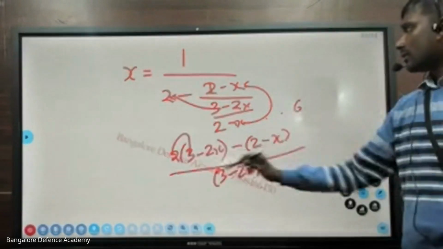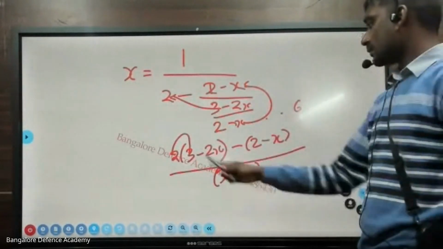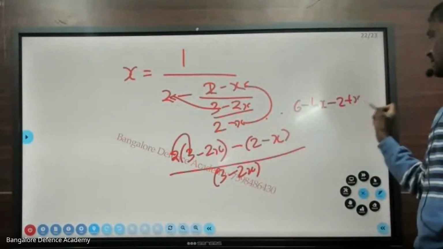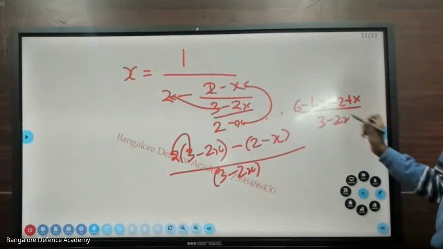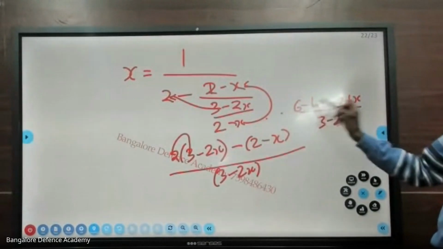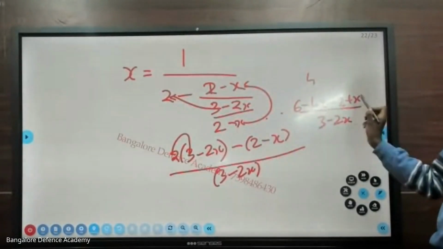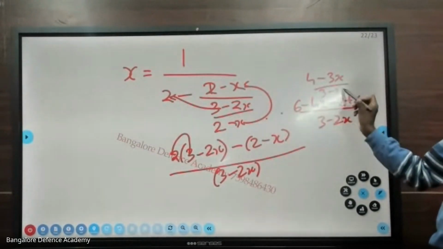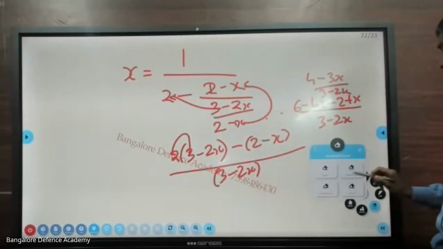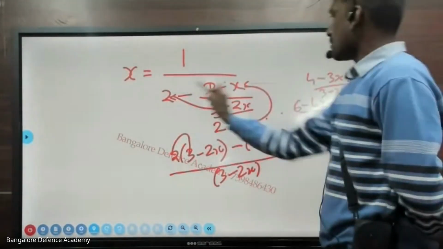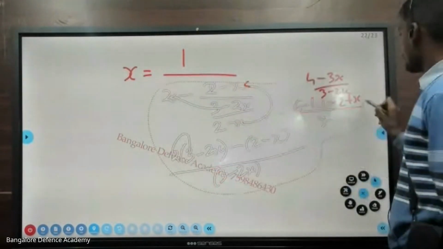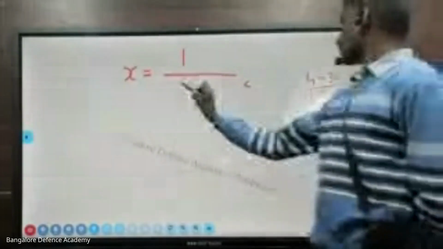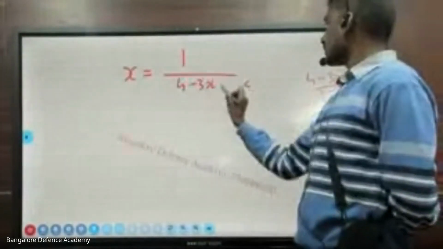6 minus 4x minus 2 plus x whole divided by 3 minus 2x. So 6 minus 2 is 4, minus 4x plus x gives me minus 3x divided by 3 minus 2x. So in place of this complete expression, I'm going to write this value. So this becomes 4 minus 3x.